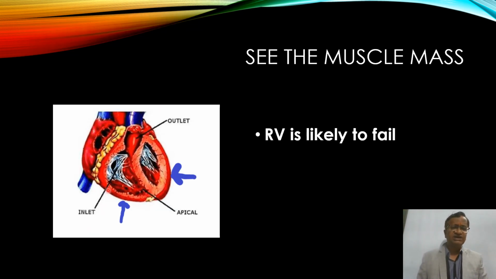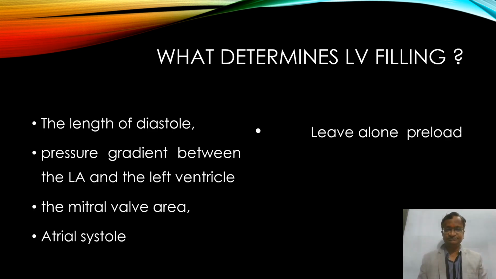See the muscle mass. That is why RV is likely, LV is... see the muscle mass of RV. So even when RV hypertrophy comes, it's likely to fail. Now what determines LV filling?